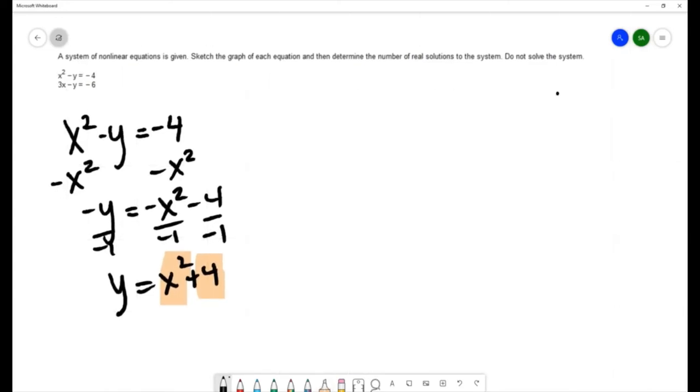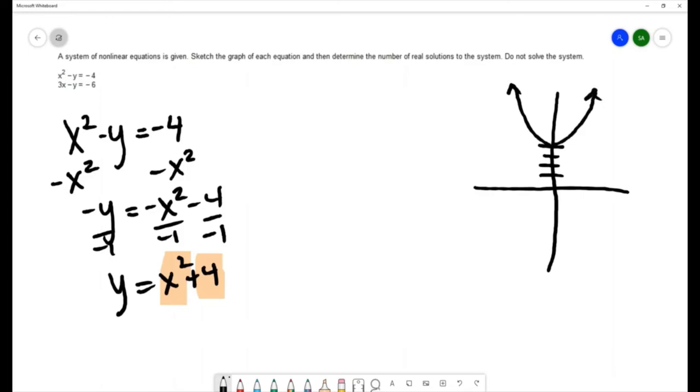So I'm going to sketch that picture over here. We have a picture that looks like this. And the second equation, 3x minus y equals -6. This is a linear equation, and I can graph this using the intercepts.